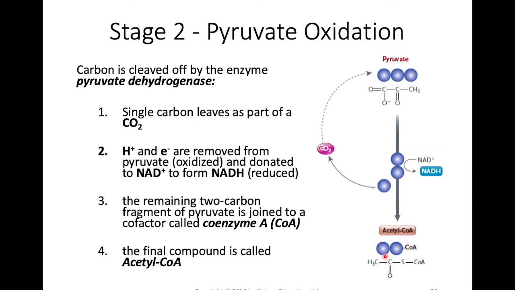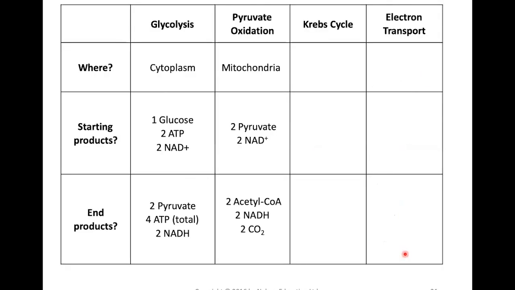So now we're left with 2 acetyl-CoA compounds. So let's take these molecules and let's take a look where they're going to end up in the Krebs cycle. So now we're in the mitochondria. 2 pyruvate were oxidized. We also needed to start with 2 NAD+ molecules. We ended with 2 acetyl-CoA, 2 reduced NADH, and 2 molecules of carbon dioxide.